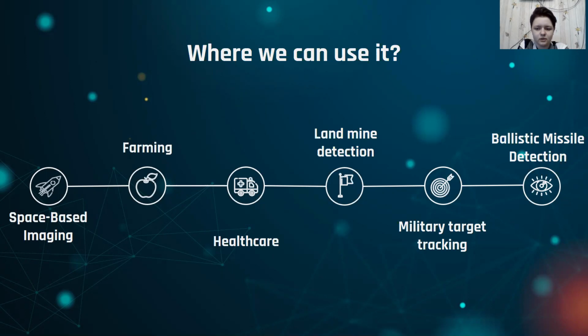Multispectral imaging can be used to detect landmines and underground missiles by analyzing the emissivity of the ground surfaces. It is used to detect and track military targets. This type of detection is also known as thermal imaging. And also multispectral imaging detects the body of the missile as well as the rocket plumes, so it can be used for ballistic missile detection.